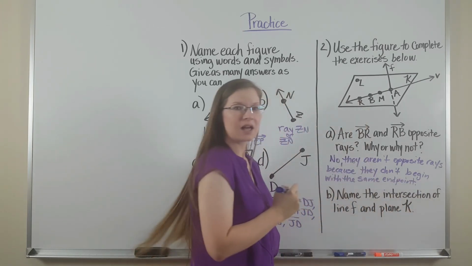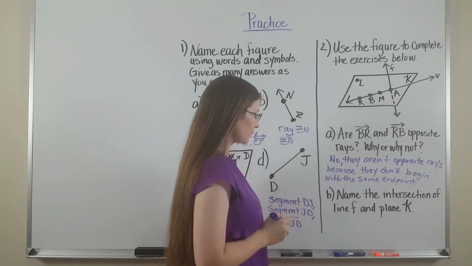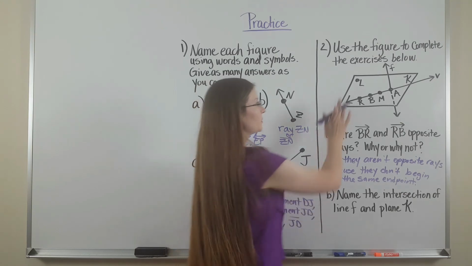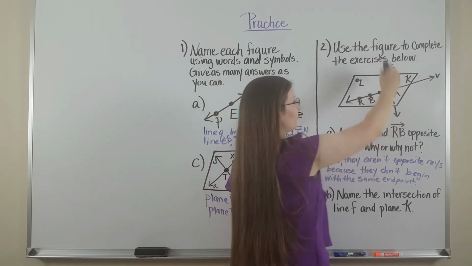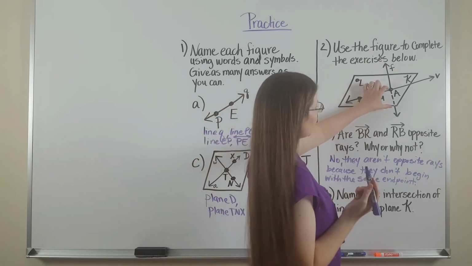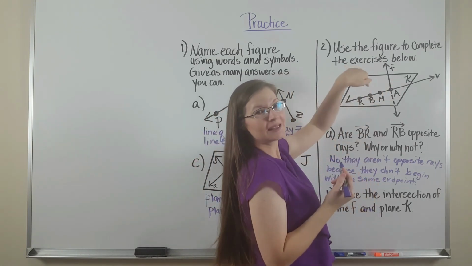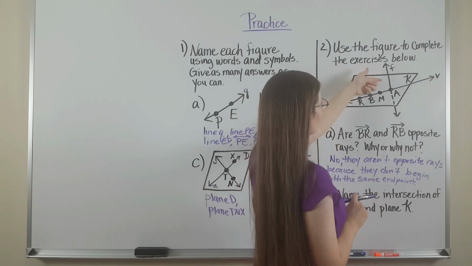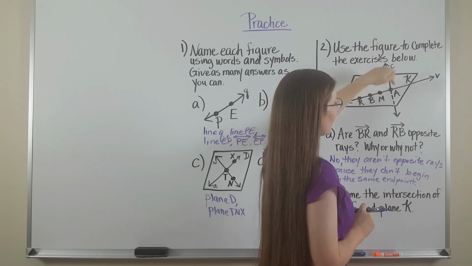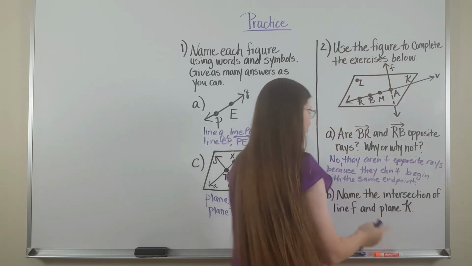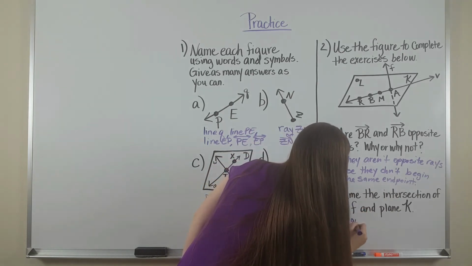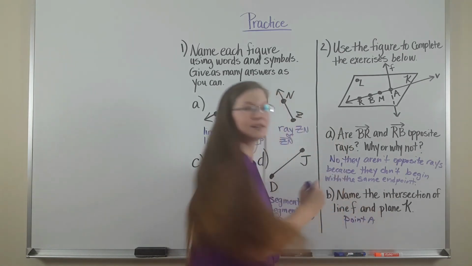Okay, and then here's the last item. Letter B says, name the intersection of line F and plane K. Okay, so here's plane K, and here's line F. And you'll notice that part of line F is dashed. And that's because this portion of line F is behind the plane. Okay, so imagine that line F is coming towards the plane, touching at point A, and then going behind it, which means the intersection is point A. So the answer here is point A.